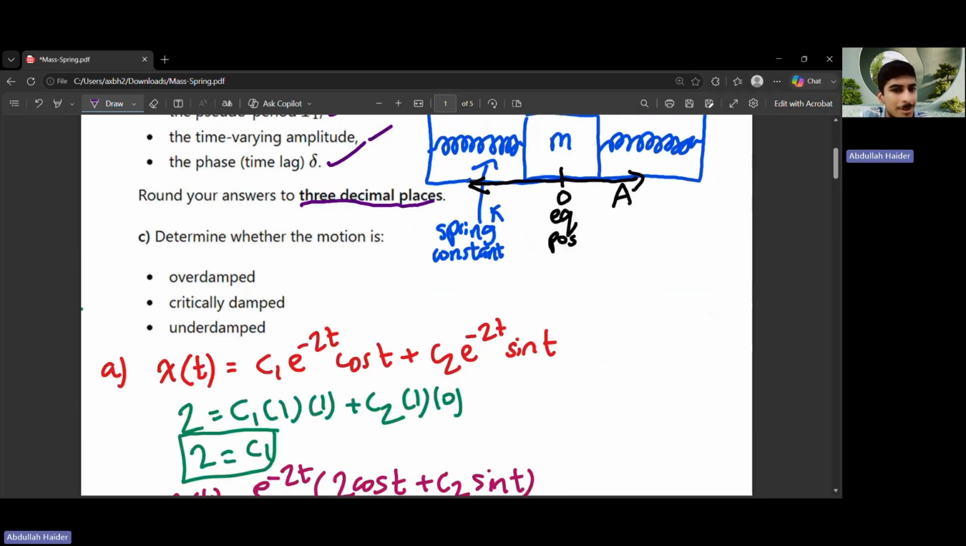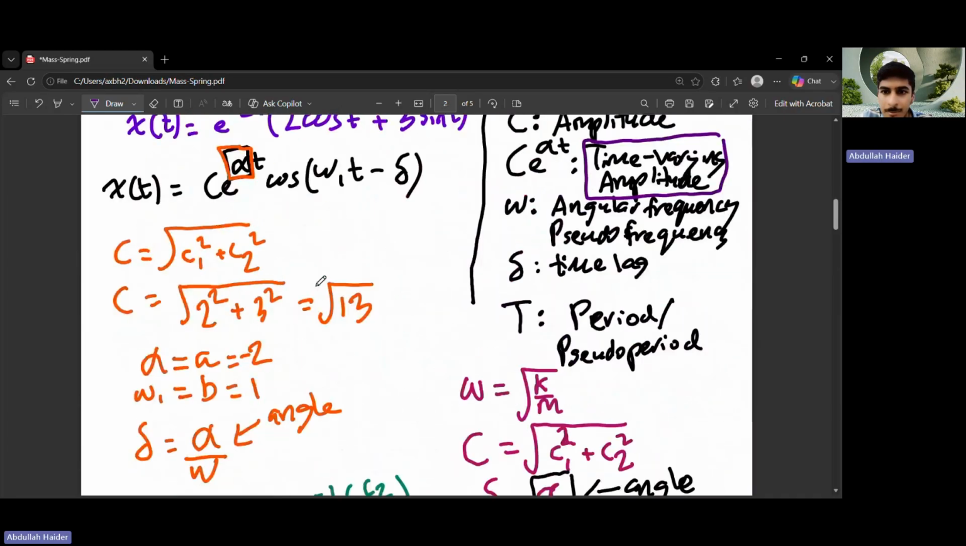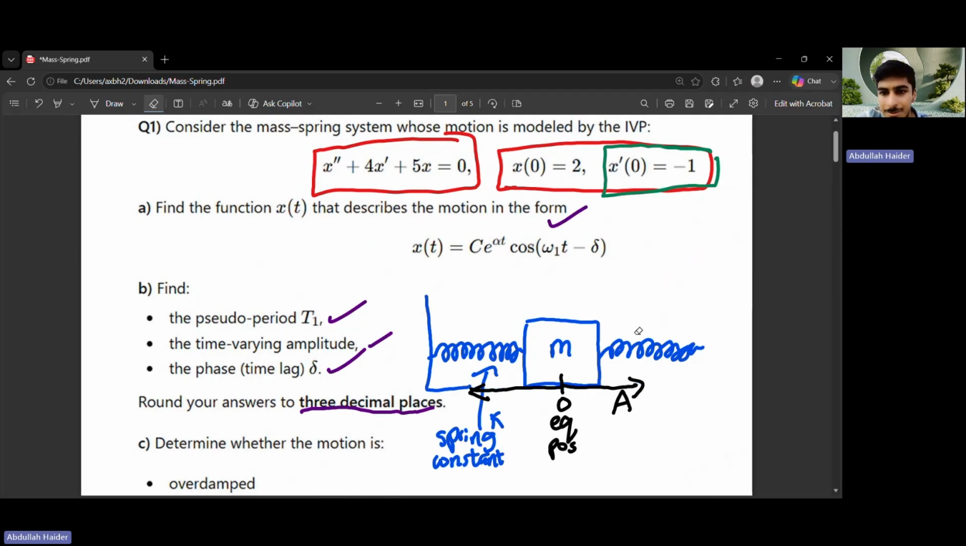Now the most important part: determine whether the motion is overdamped, critically damped, or underdamped. I don't have space, so I'm going to delete this since I've explained how the system works.